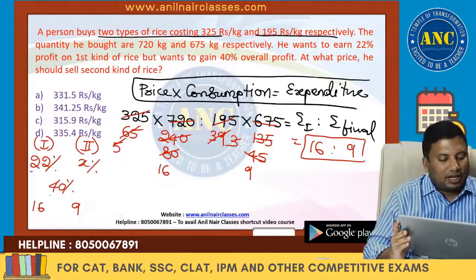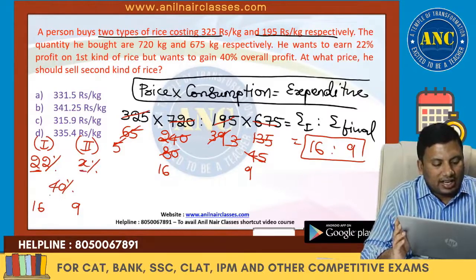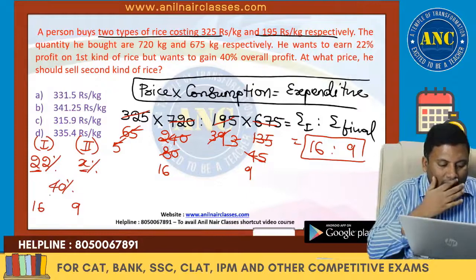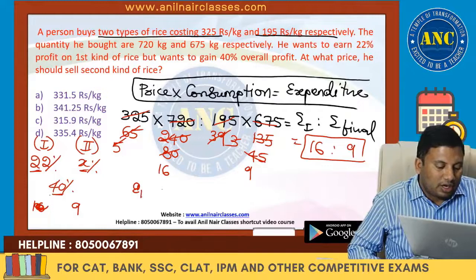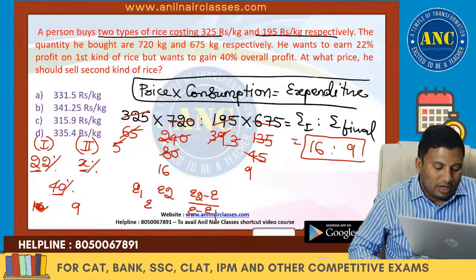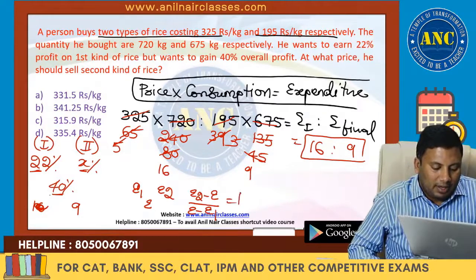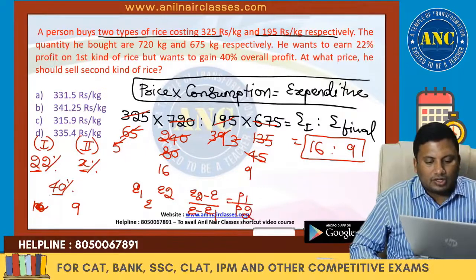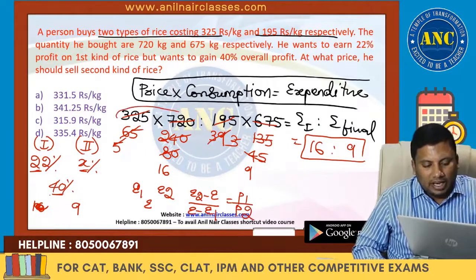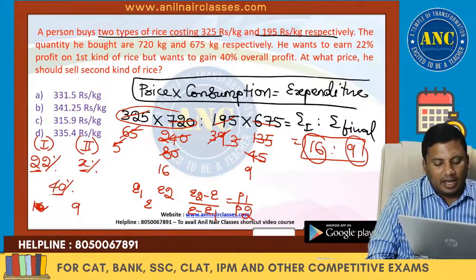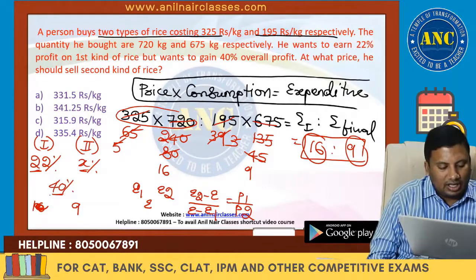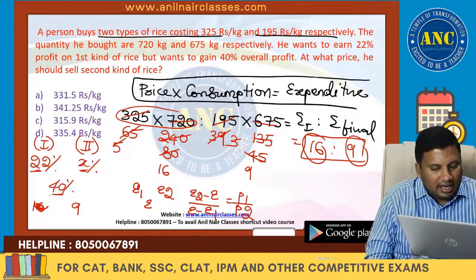First one, it is 22%. Second, we don't know. It is nothing but 40%. So if it is Q1, it is Q2, it is Q. So Q2 minus Q by Q minus Q1, it is nothing but P1 is to P2. These are nothing but the expenditure initial and the expenditure final. I hope the idea is clear. 16 and 9. Now he will get the answer.